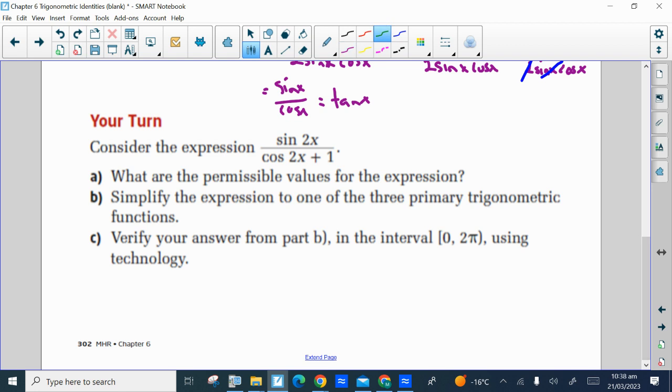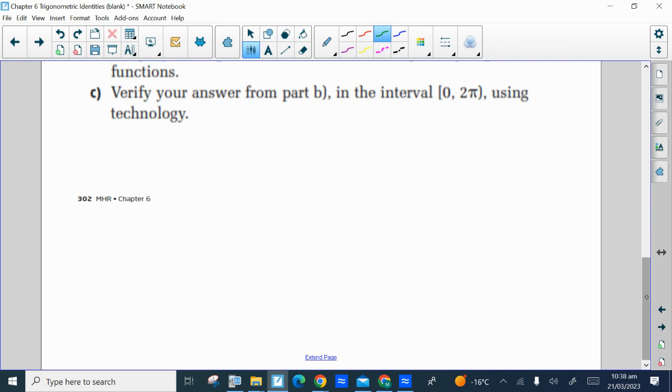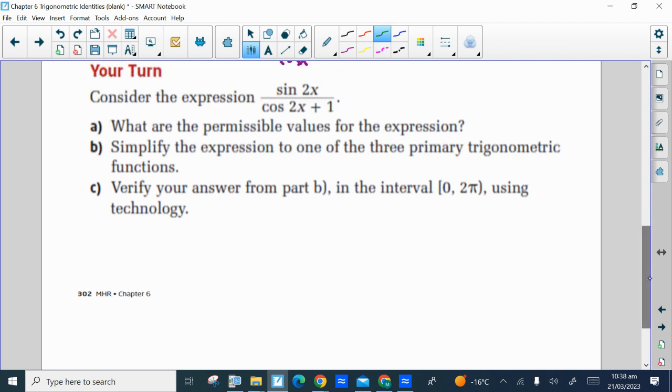All right, so looking at this next one, we have an expression, sine 2x over cos 2x plus 1. First thing we're asked to do is state the non-permissible values. So they will be where cos 2x plus 1 equals 0, or where cos 2x equals negative 1.